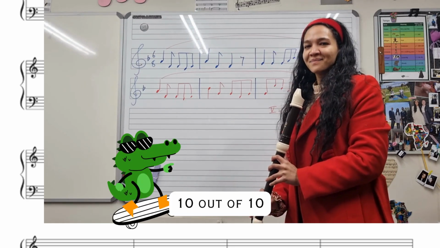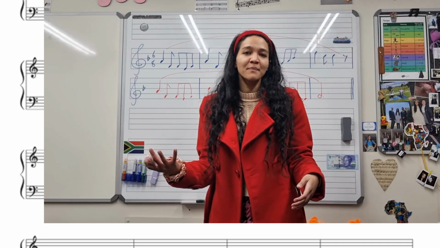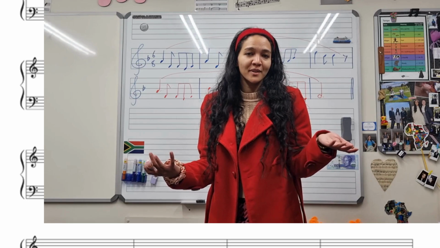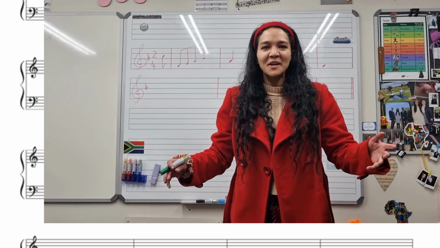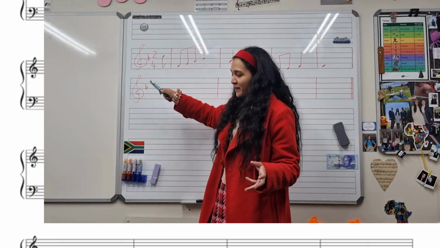There we go. Now I think what's good to do next is to do an example in simple time with an upbeat and an example in compound time with an upbeat. So let's hop to it. So here we have an upbeat example in F major. We are in 2/4. Okay.